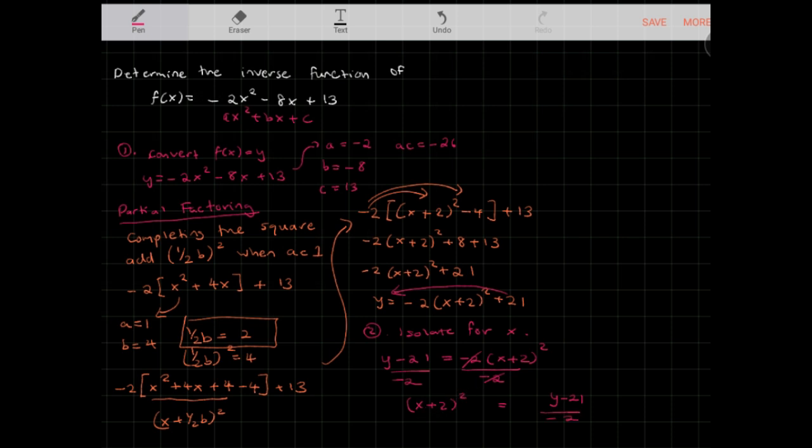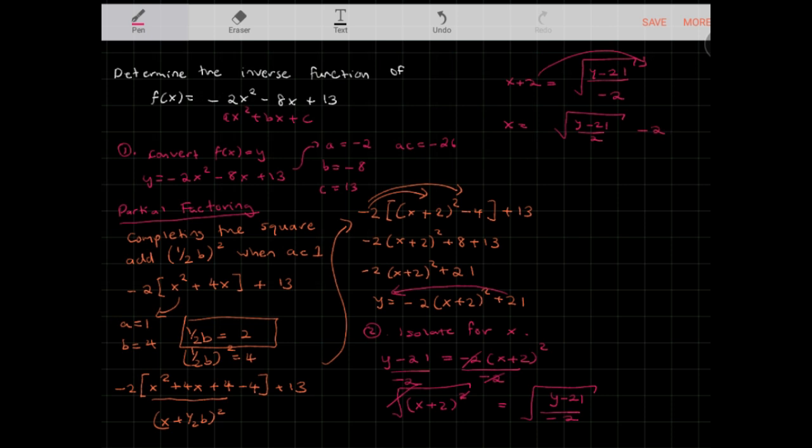Well, I want to get rid of the square, so I'm going to do the square root, and I'm going to do the same thing to this side. So the square and the square root cancel out, and we basically get x plus 2 is equal to the square root of y minus 21 over negative 2. And all we have to do to isolate x now is move the 2 to the other side, so you get x is equal to the square root of y minus 21 over negative 2, minus 2.